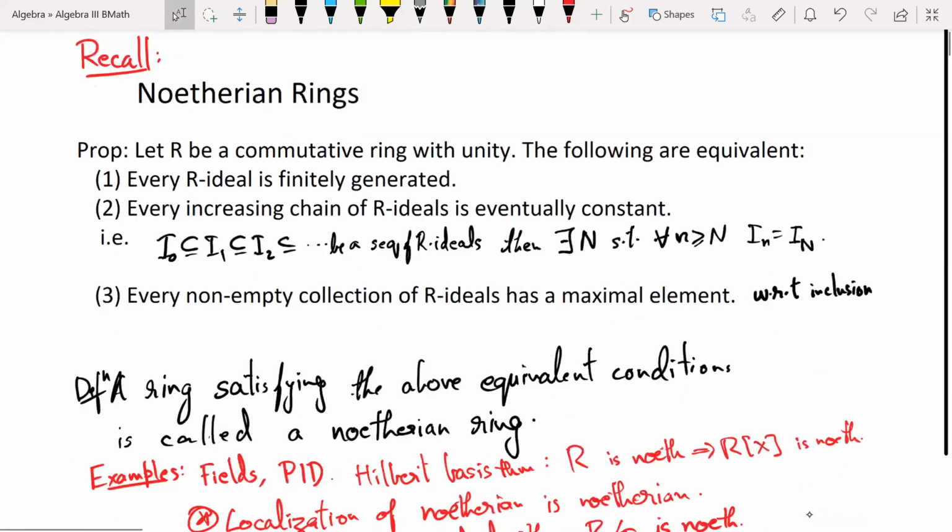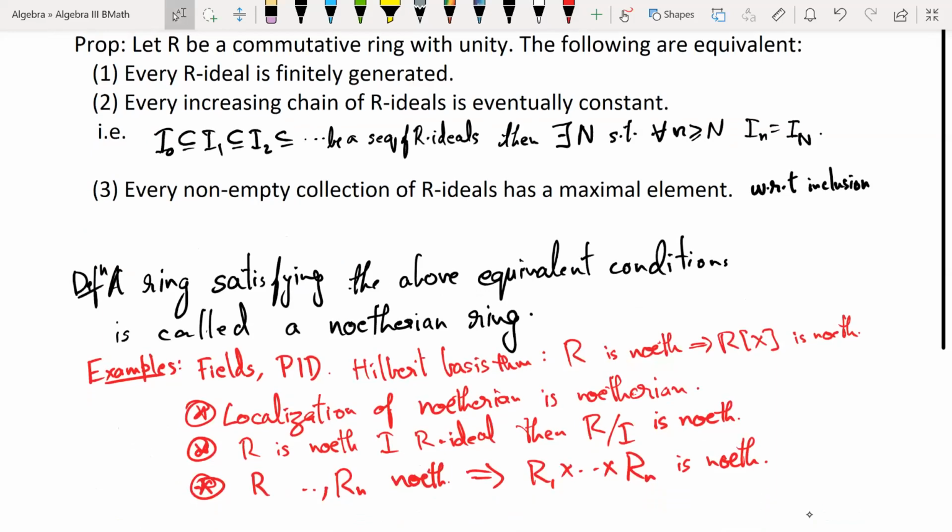And then we saw some examples of Noetherian rings, which were fields and PIDs, and then I stated this result that R is Noetherian implies R[x] is Noetherian. This is called the Hilbert basis theorem. So we'll see a proof of this today.